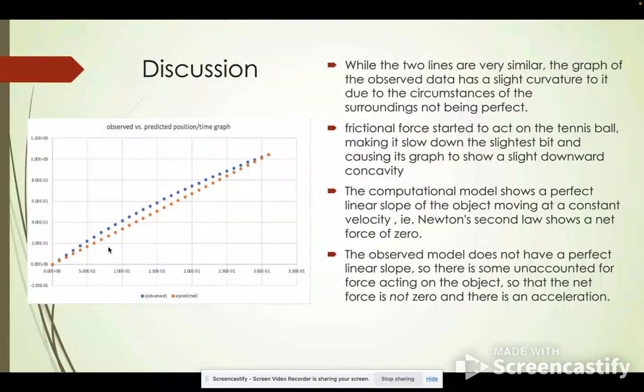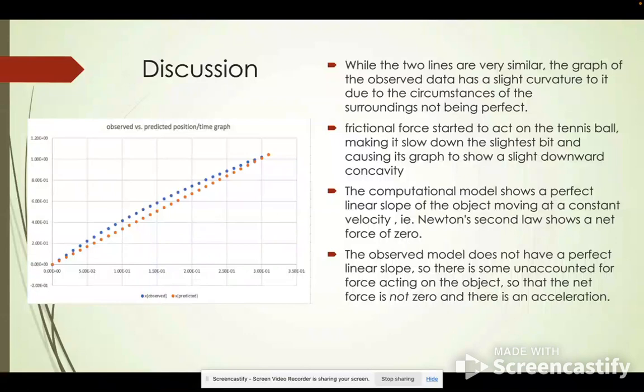Okay, so the orange is the predicted, the blue is the observed, and these two lines are very similar, but they are a little bit different. The observed data has a slight curvature due to the circumstances of the surroundings not being perfect. So we are going to see a bit of a frictional force act on the tennis ball, making it slow down a bit. The velocity is going to slow down or change, and we're going to see a slight downward concavity in the graph. The computational model shows a perfect linear slope of the object moving at a constant velocity, or Newton's second law shows a net force of zero, and that's what that graph looks like.